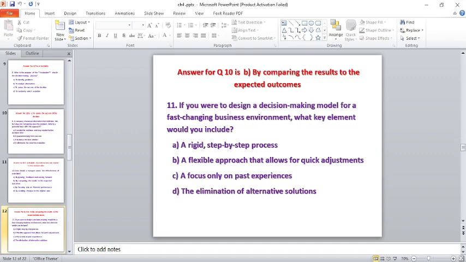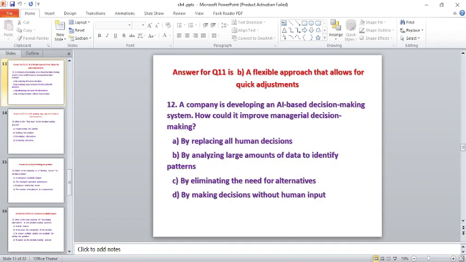Question number 12. A company is developing an AI-based decision-making system. How could it improve managerial decision-making? A. By replacing all human decisions. B. By analyzing large amounts of data to identify patterns. C. By eliminating the need for alternatives. D. By making a decision without human input. The answer for question number 12 is B. By analyzing large amounts of data to identify patterns.